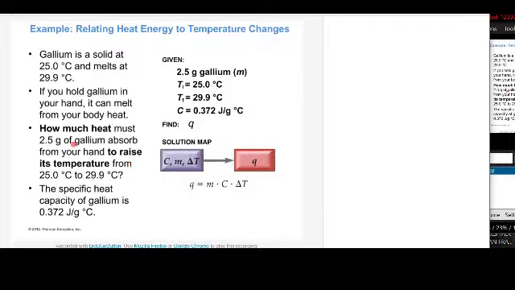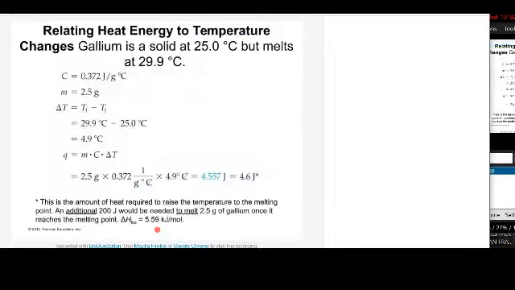So if you're given 2.5 grams of a metal called gallium, and it rises in temperature from 25 degrees to 29.9, and the specific heat of gallium is this value, less than 1, how much heat is absorbed? Okay, so we have our equation set up here. We know which equation to use. On the next slide, I think we're going to do it.